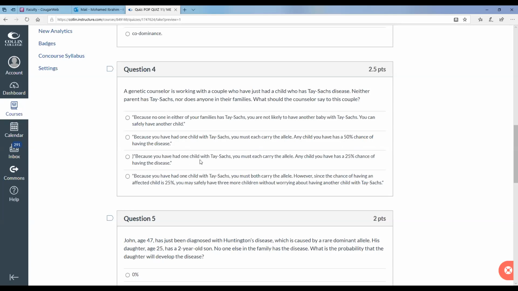Because you have had one child with the disease, you must each carry the allele, and any child you have has a 25% chance. Okay, that is the right one here, because this is a recessive trait, and it looks like both parents are carriers. So with every single pregnancy, there will be a 25% chance that the child will have the disease.